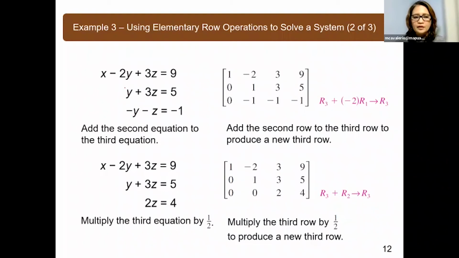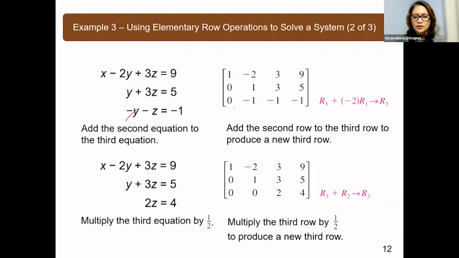If we add equation 2 with equation 3, we form a new equation 3 wherein the negative y is already eliminated. So we will have y plus -y, that becomes 0. And then we have 3z plus -z will be 2z. So here we have 2z, and then we have 5 plus -1 is 4. And then we know we can already solve for z, which is equal to 2. And we apply back substitution. But here in our matrix, we can simply add row 2 with row 3 to form new row 3.